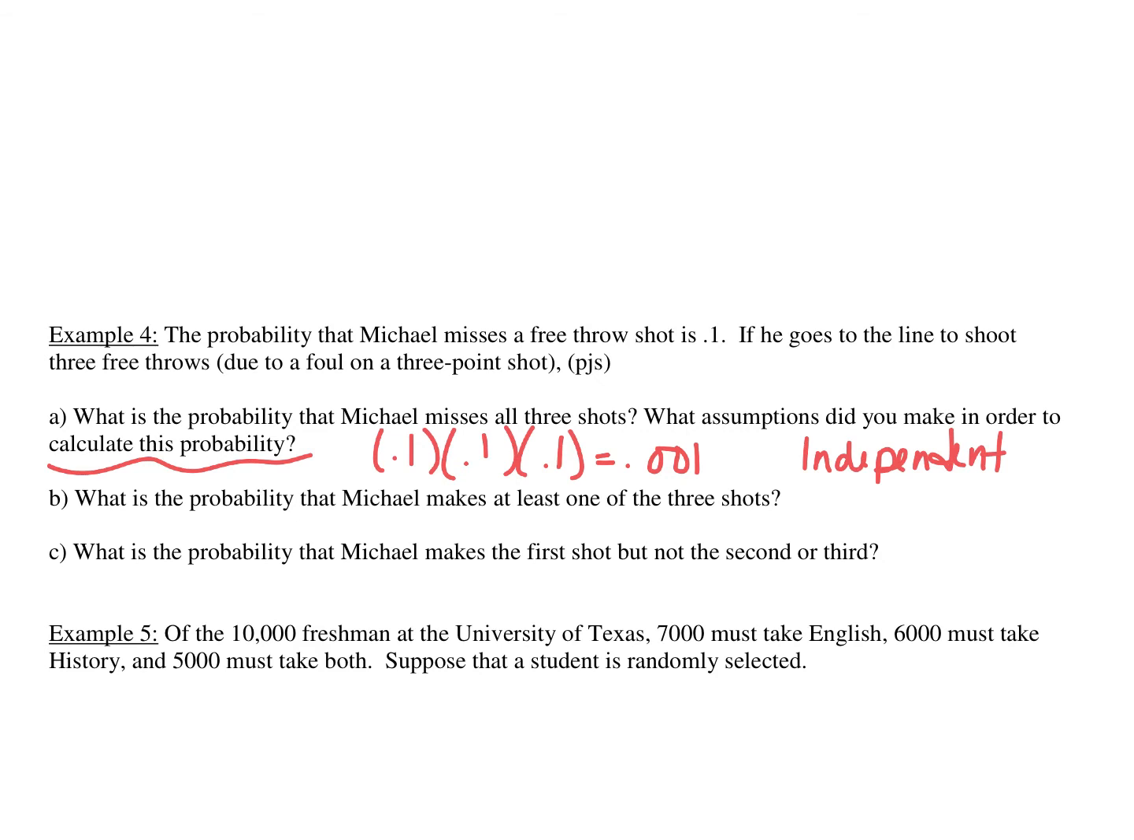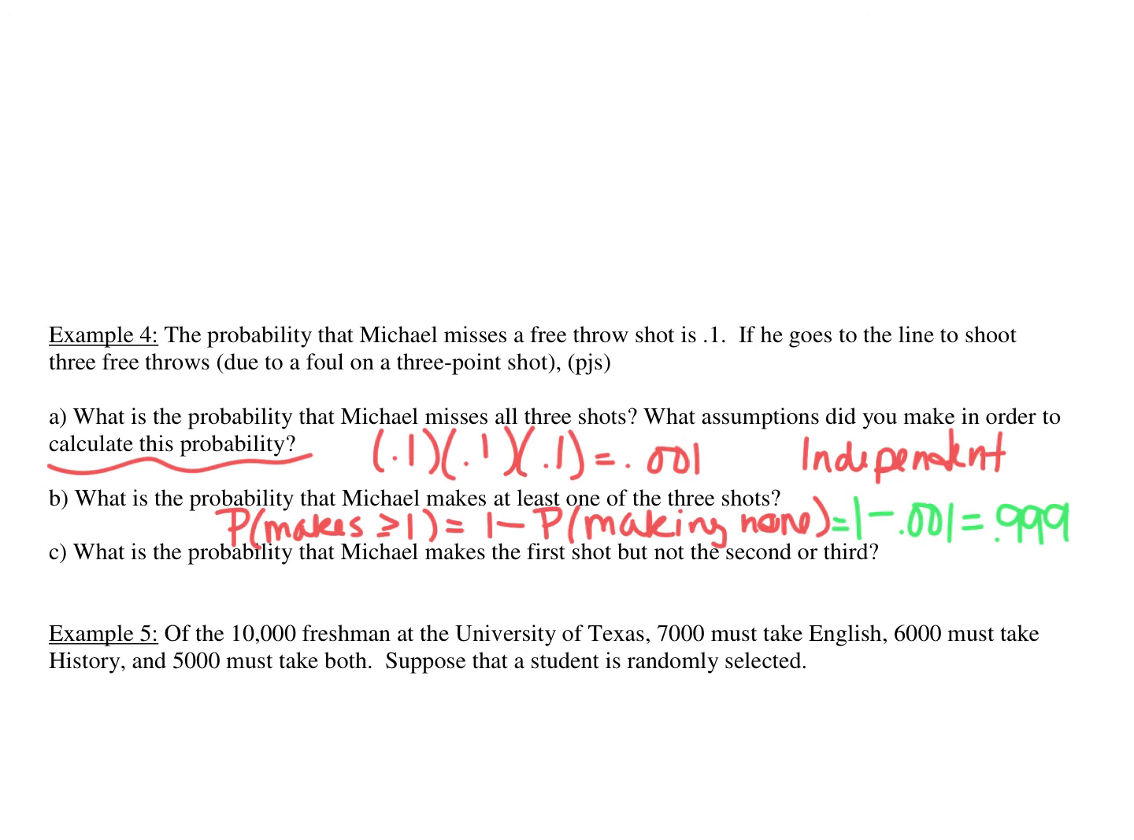Part B, what is the probability that Michael makes at least one of these 3 shots? So the probability of making at least one is the probability of making greater than or equal to 1. I'm going to say that's equal to the complement of making none, or I guess I could say missing all 3. Well, we just found the probability of missing all 3. So it would be 1 minus the 0.001, or 0.999. There are other ways to do that one. That's just how my brain thinks it through.